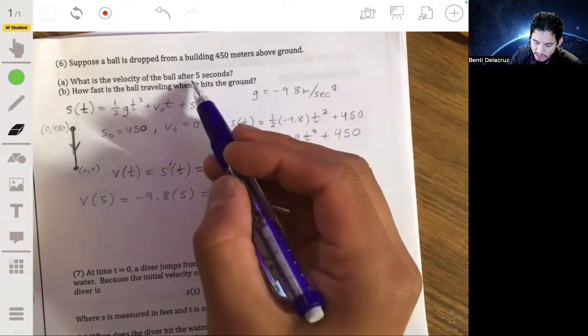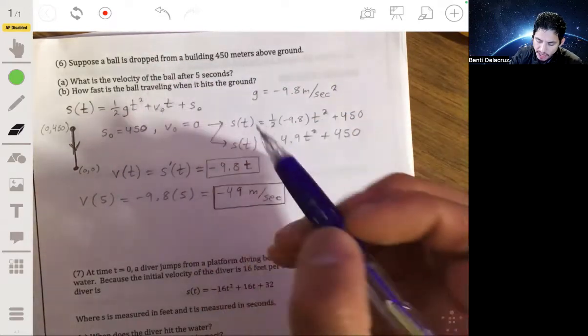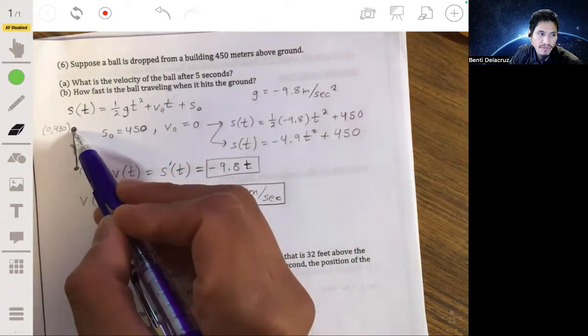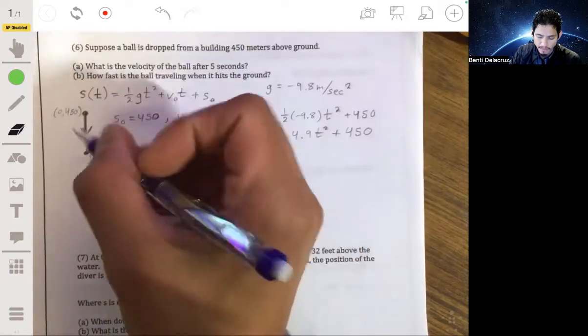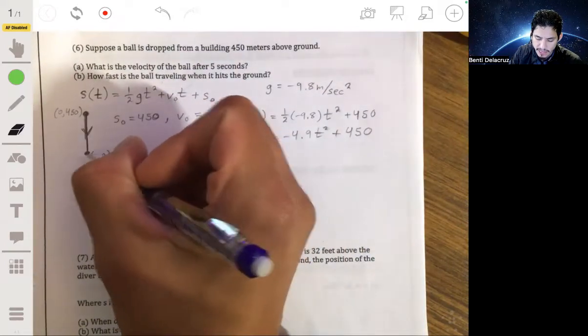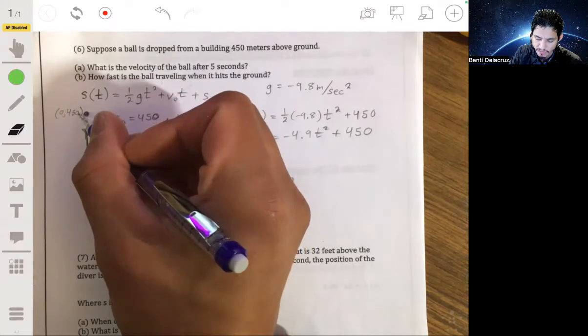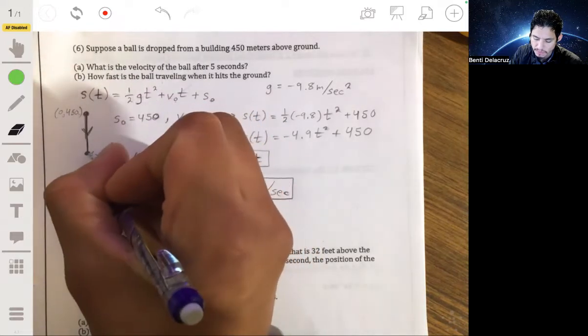So first, let's find out how long it takes to hit the ground. Now, remember, it starts at 450 meters above the ground. So we want to see how long it takes to get to 0 meters above the ground. So how long does it take for the y value to go from 450 to 0?